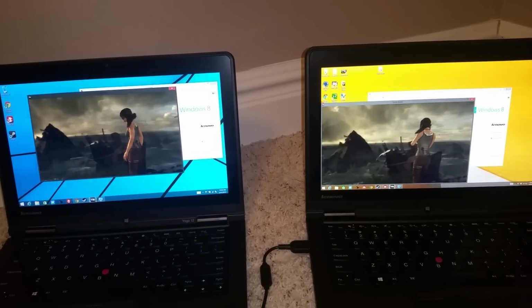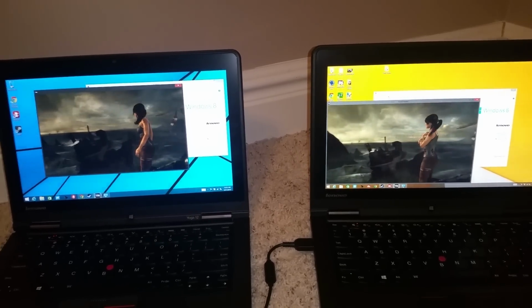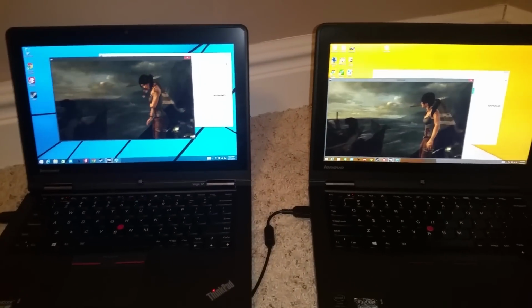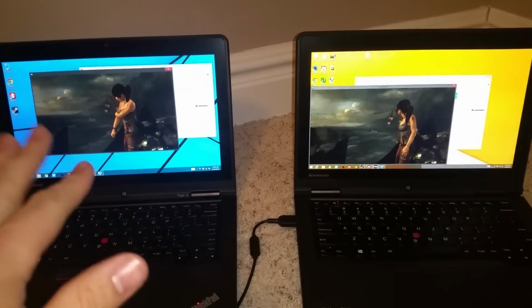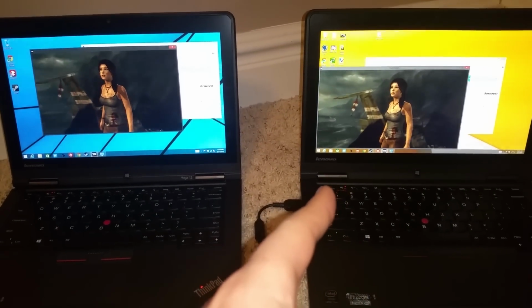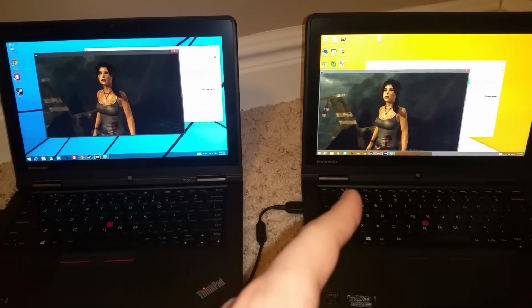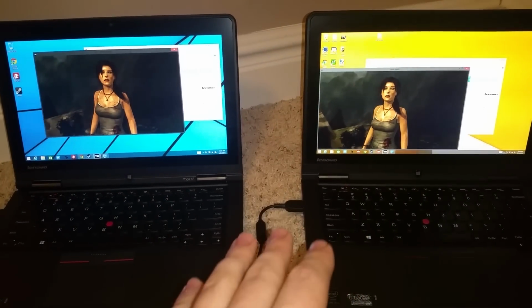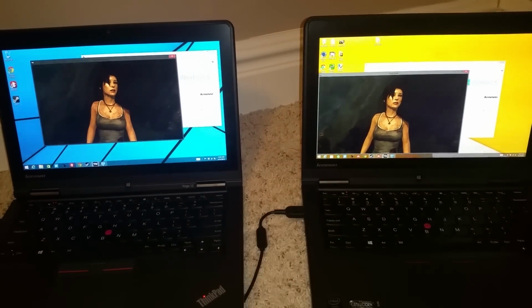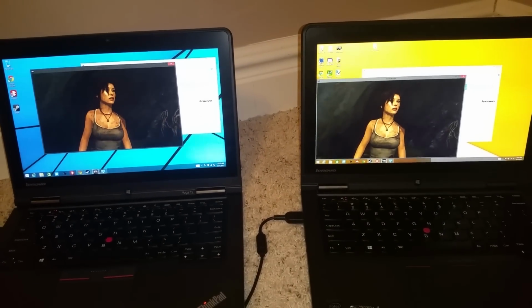One of the things that I'm going to be testing in the future, right now this is just preliminary, stock configuration versus stock configuration, but I'm going to undervolt the Broadwell U and undervolt the Haswell U and see, with undervolting and overclocking the GPU, which of these two machines can eke out the most performance.